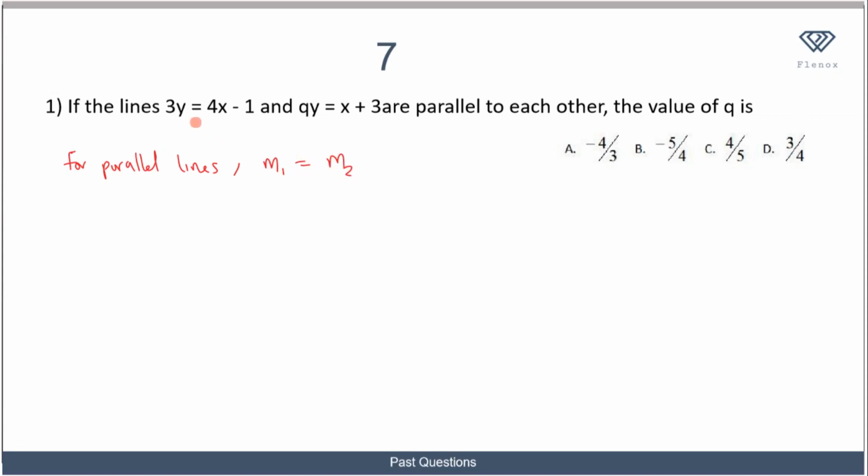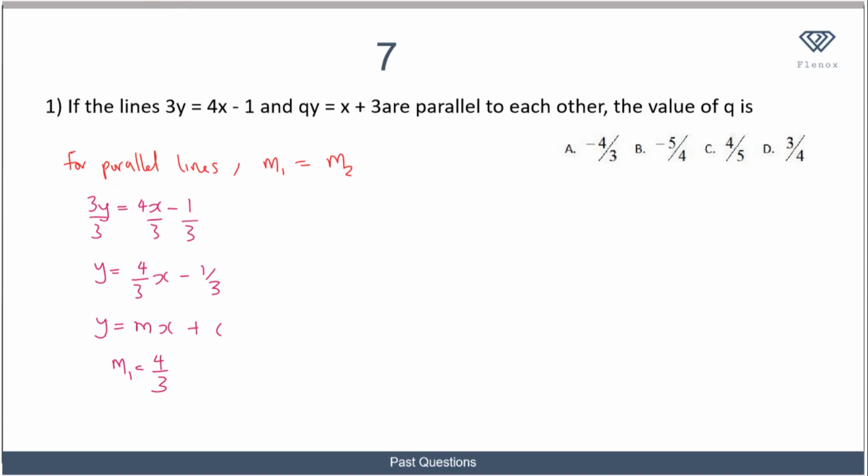So what we'll do is try to find the slope of both lines. For the first line, we have 3y equals 4x minus 1. The first thing we want to do is make y the subject of the formula. If we divide through by 3, we have y equals 4 over 3 x minus 1 over 3. And if I compare that with the general form y equals mx plus c, I can see that my slope here, m1, is equal to 4 over 3.